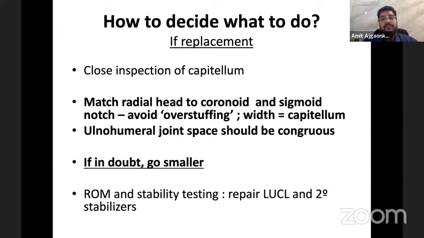A close inspection of the capitulum. Match your radial head to the coronoid and the sigmoid notch to avoid overstuffing, which I told you. Whenever you use a straight plate, you overstuff the sigmoid notch. And you have to see that the width of the capitulum is proper. Ulnohumeral joint space should be congruous. If you are in doubt, don't use a bigger head. You may go for a slightly smaller head. That is enough, because you have to fill in that void and the gap at the radiocapitellar junction for the ligaments to heal around. The range of movements and stability testing should be done after repairing your LUCL and the secondary stabilizers.